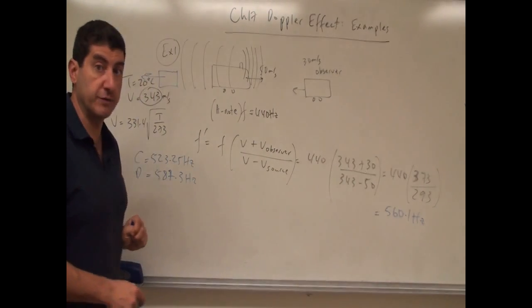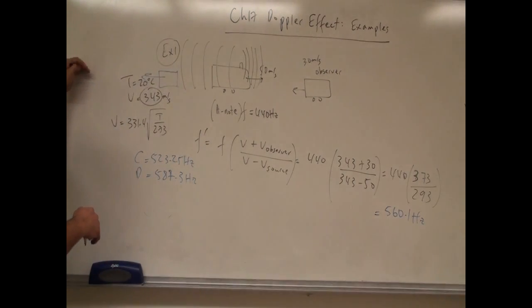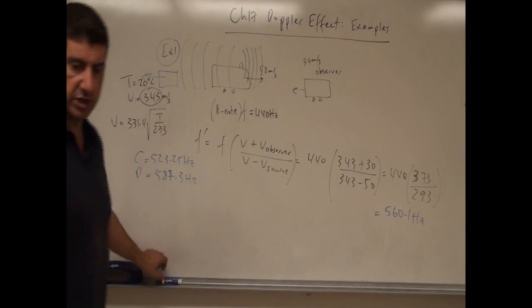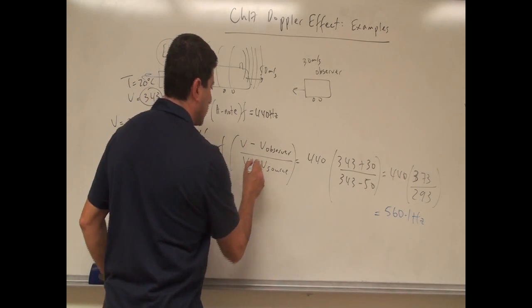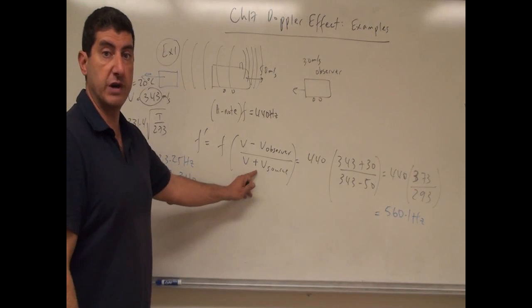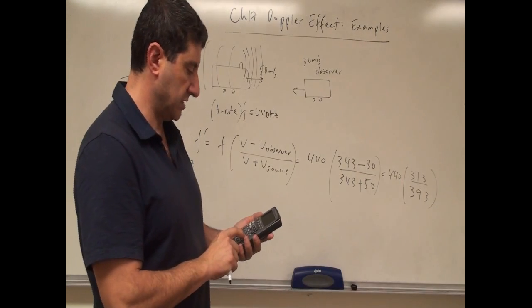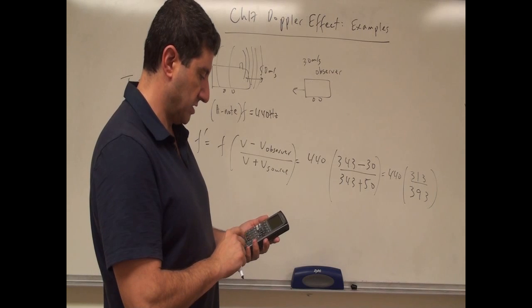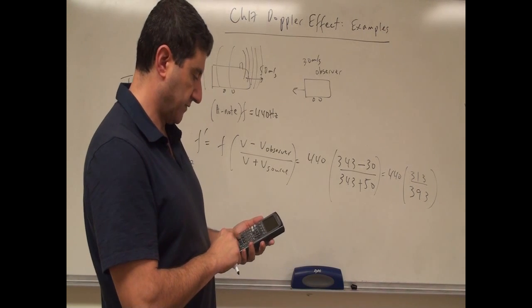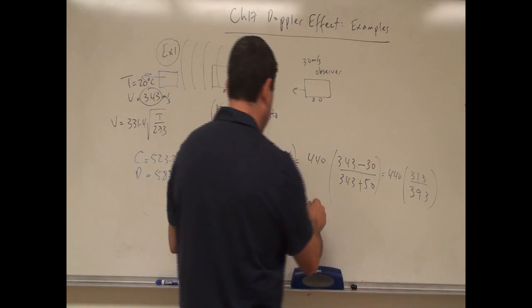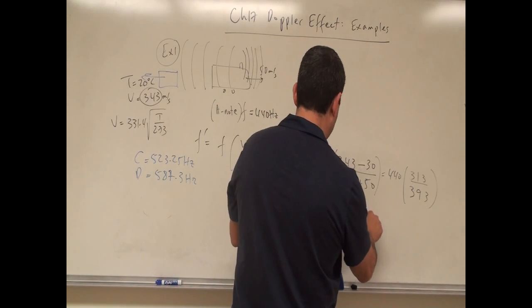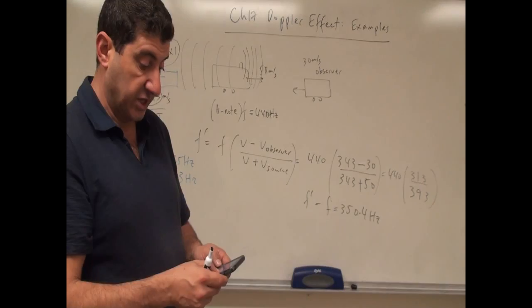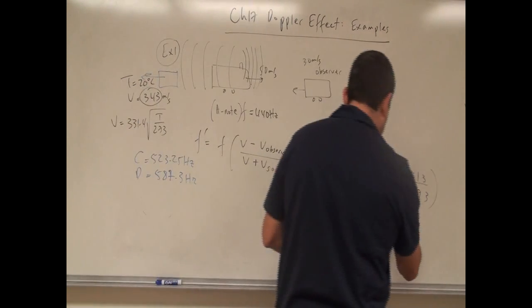So then what's going to be the new frequency when you pass it and you're driving away, right? So then you're going to put here a minus, and then this is going to be a plus. You're both driving away from each other. 313 divided by 393 times 440. And now the frequency is equal to 350.4 hertz. That is very close to the musical note F.